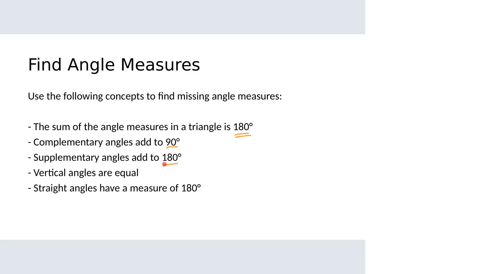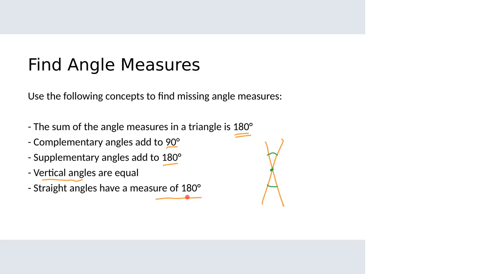And then let's see, this one's going to be useful too. Vertical angles, ones that are back to back. Like when we looked at vertical angles, we would say that this one and this one are vertical angles. They share a vertex, but they don't share any sides. That's why they're called vertical angles. They're vertical angles and they're equal. And then last, straight angles have a measure of 180 degrees.